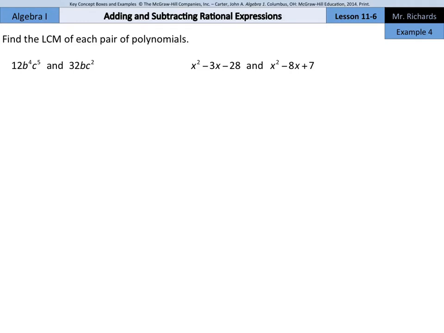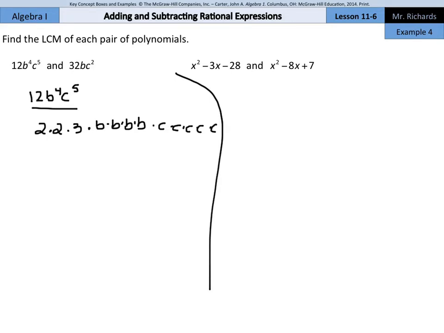Next, we're going to find the least common multiple, the LCM, of each pair of polynomials. And the way in which we can do this, if we look at our 12b to the fourth, c to the 5th, if we write the prime factors here, 12 is 2 times 2 times 3. Our b, if we separate it out, is b times b times b times b, b to the 4th. And then times c times c times c times c times c for the c to the 5th.